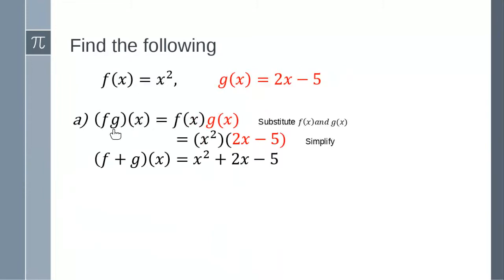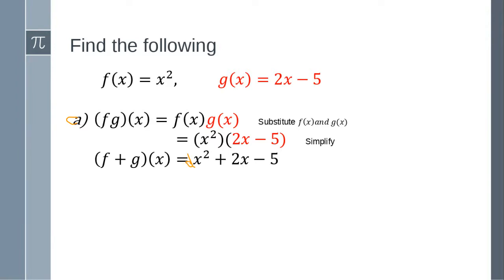For the multiplication, we have f times g. This should be letter C, but I don't know why it changed it on us. But f times g is f of x times g of x. So my function f is x squared, g of x is 2x minus 5. And so if we multiply this out, we would get x squared times 2x. And so here there's a mistake here. So let me just use the pencil to correct that.